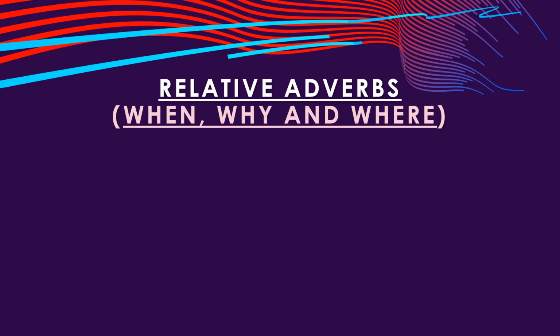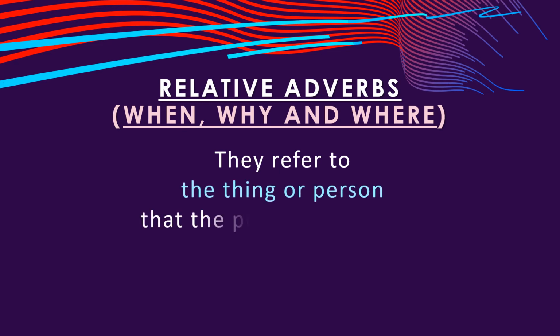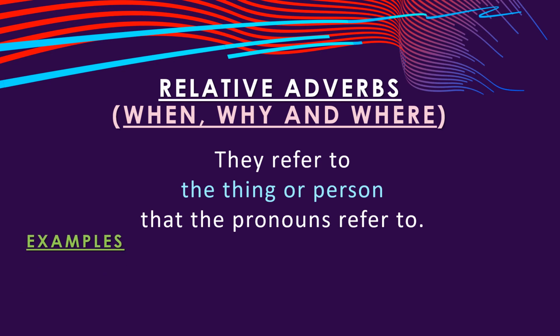Relative adverbs. There are only three relative adverbs. They are when, why, and where. Whether these words have been used as relative adverbs in the sentence or not, it all depends on their use. So relative adverbs are those adverbs which refer to the thing or person that the pronouns refer to. So basically they try to relate a pronoun with the rest of the sentence or might be some other pronoun in the sentence.